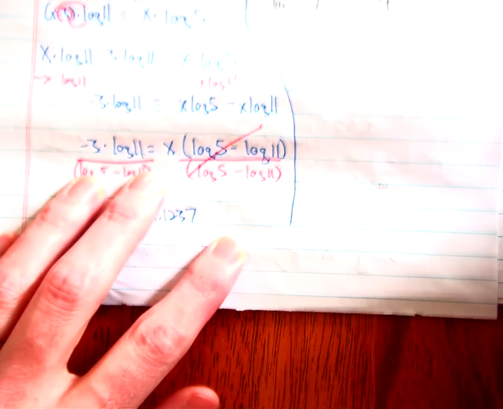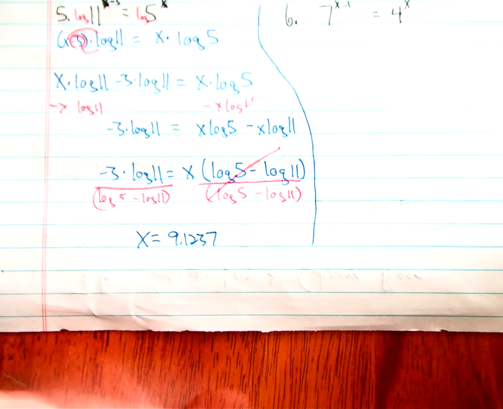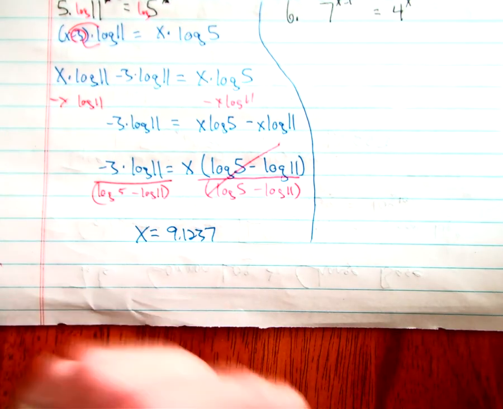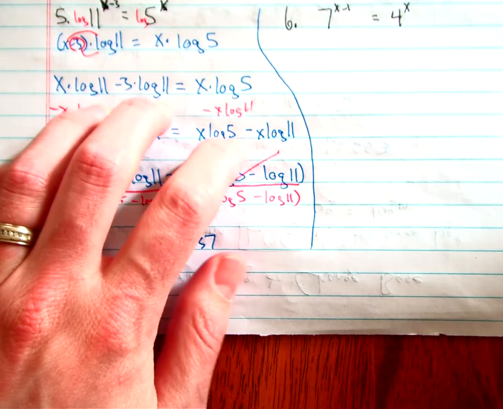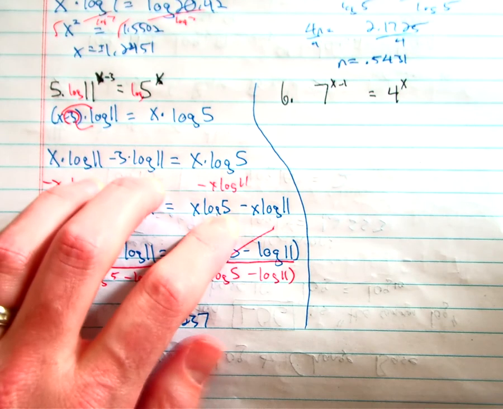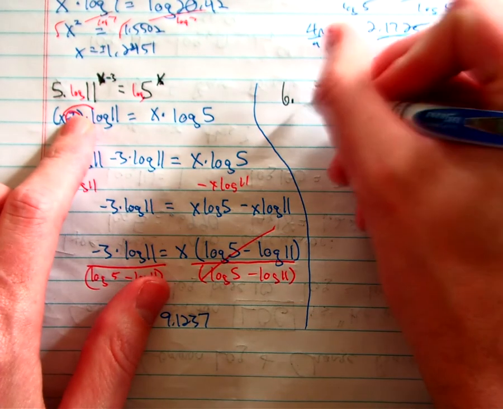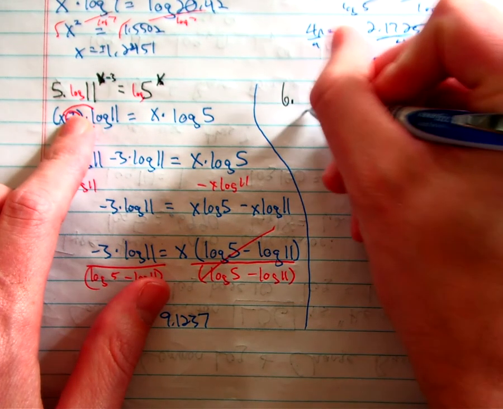All right, so you can do this one on your own. Push pause and try it on your own, and then I'll go through it a little bit faster here in 1 second. All right, here we go. Log both sides. Bring the exponents down in front.